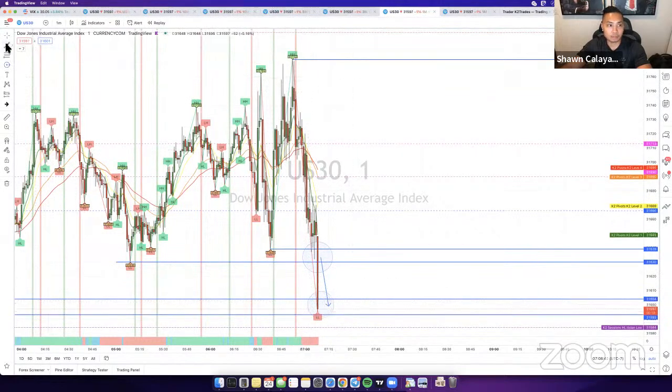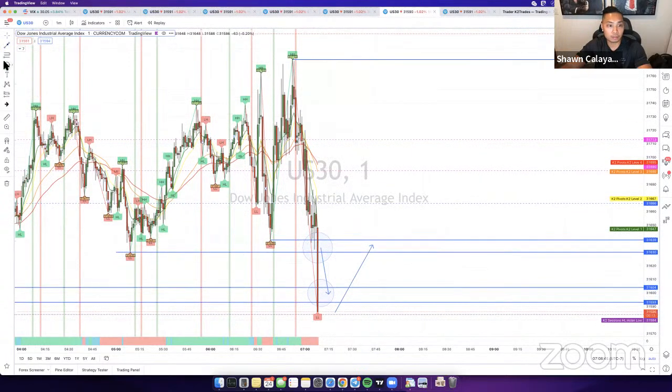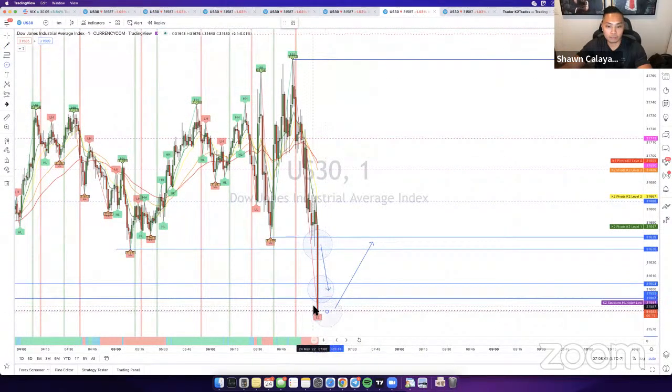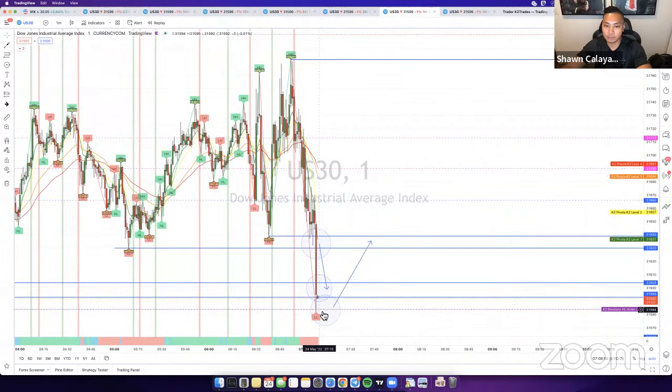Price will probably come down to sessions right here and then bounce off. We'll see if it wicks right there. And there goes that wick. It's textbook, guys. Happens every time. And look where it's rejecting to now. Huge rejection off the Asia low over here.